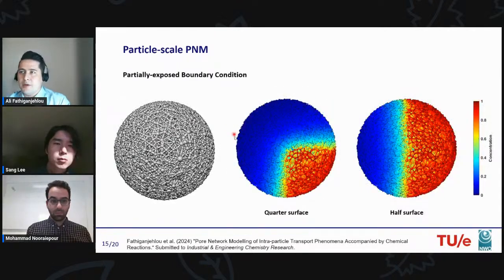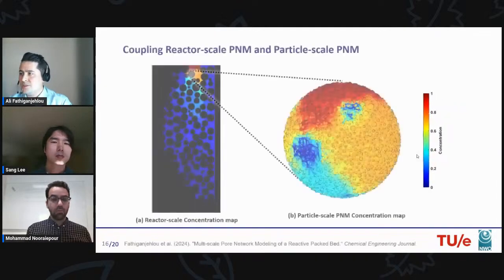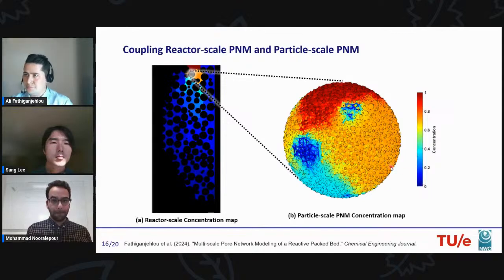The nice thing about our particle scale PNM is that we can impose a partial boundary condition on our particle scale model, which is prevalent in slender packed beds, as I showed earlier, where there's a flow maldistribution. So not all the particles are exposed to a similar boundary condition. For example, here you can see that a quarter of the surface, and here half of the surface, is exposed to a concentration equal to 1.